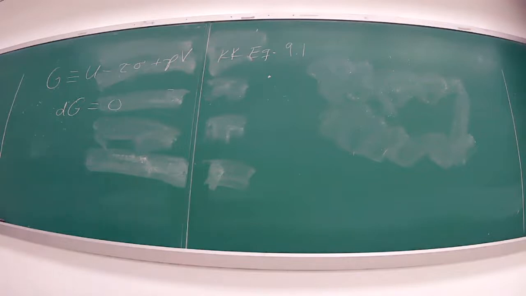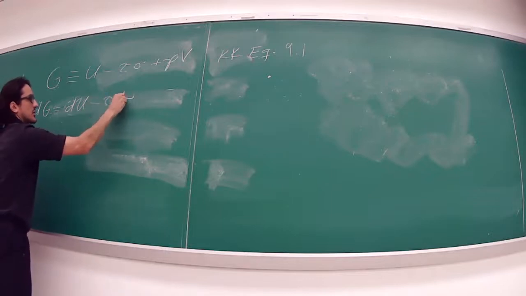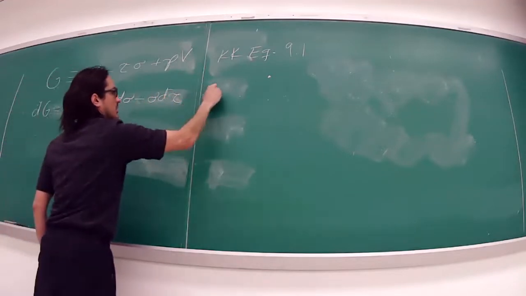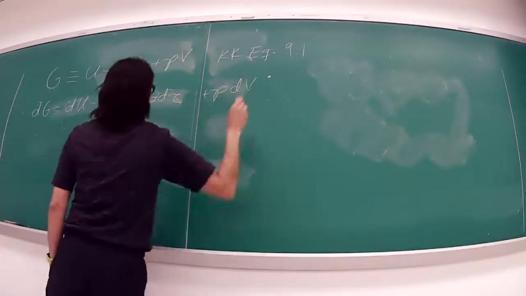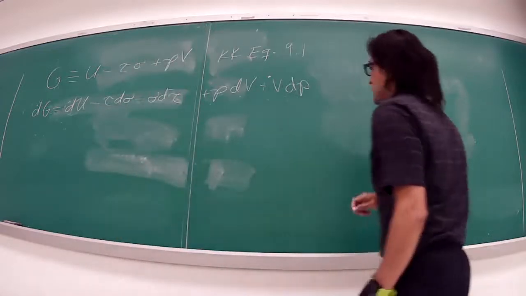So the differential here, the complete differential, is dU minus tau d sigma minus sigma d tau plus PdV plus VdP.